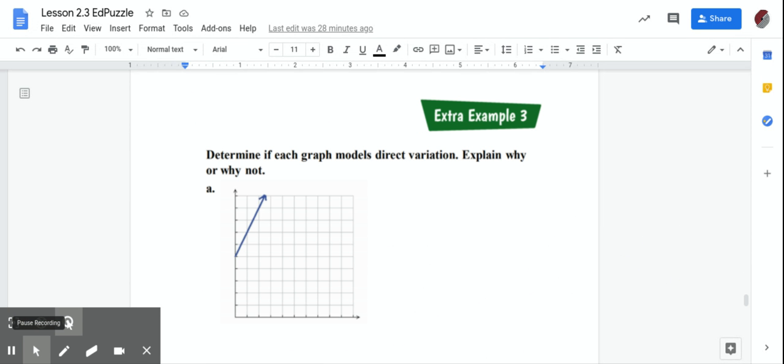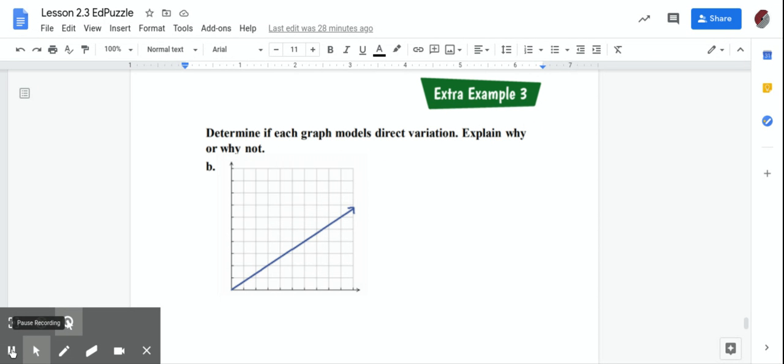You try. Determine if each graph models direct variation. Explain why or why not.